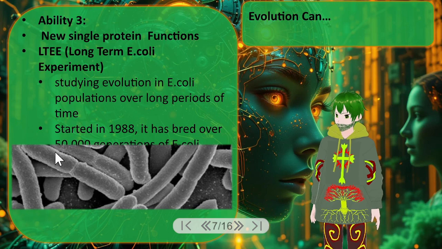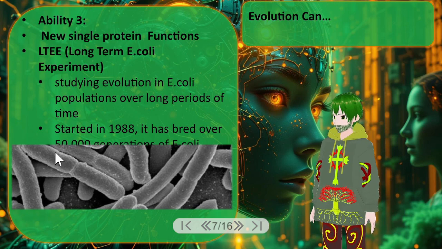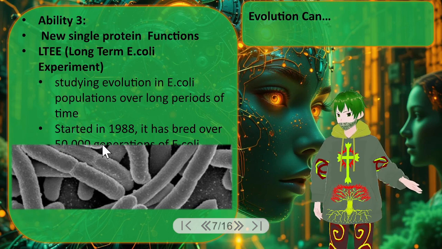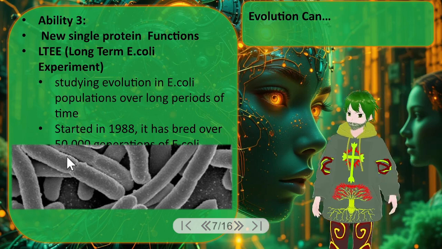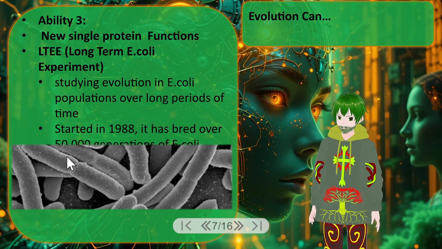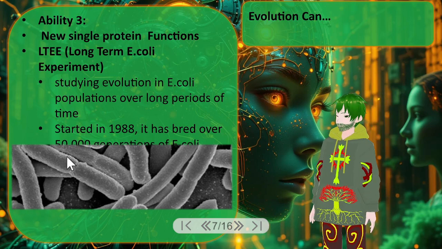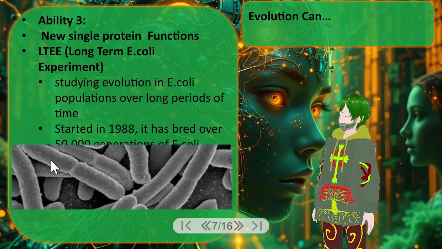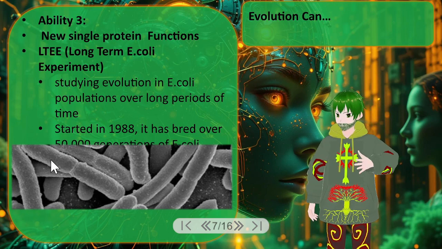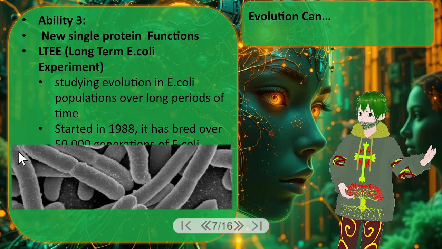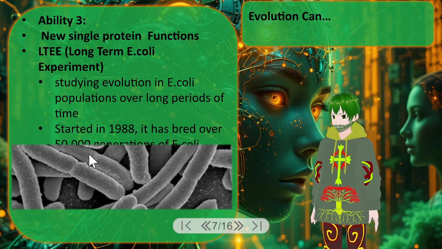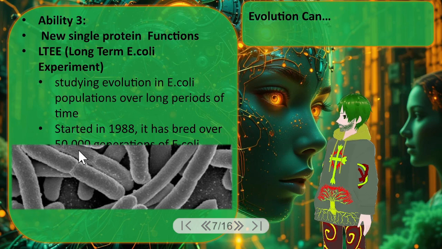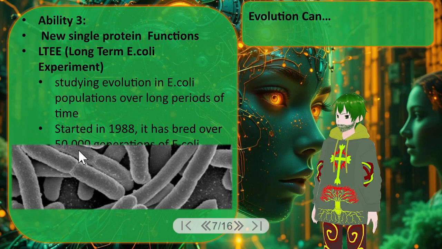coli they started with can only digest citrate in the absence of oxygen. But after about 50,000 generations, they found that a specific strain of the E. coli had developed the ability to digest citrate in the presence of oxygen. That means that some protein was altered to deal with free oxygen and thereby allowed the citrate digestion to occur in the presence of oxygen, where normally it would not.